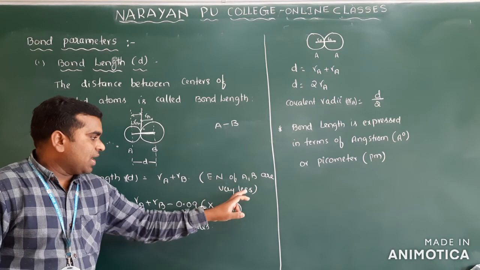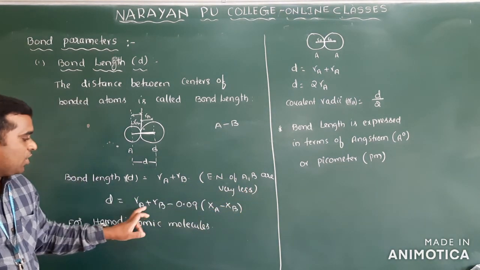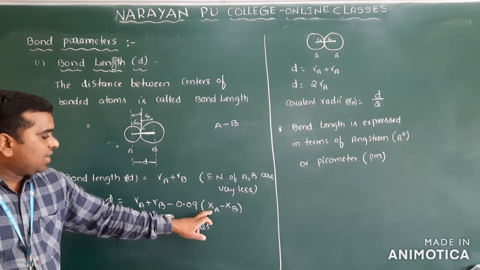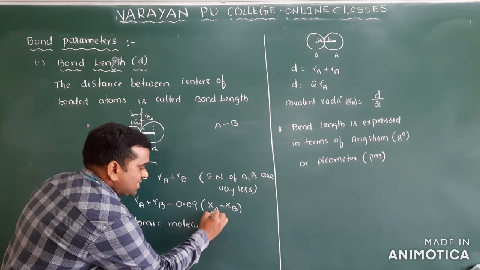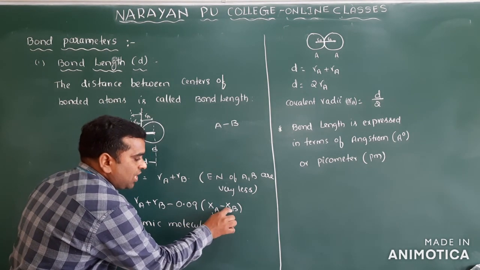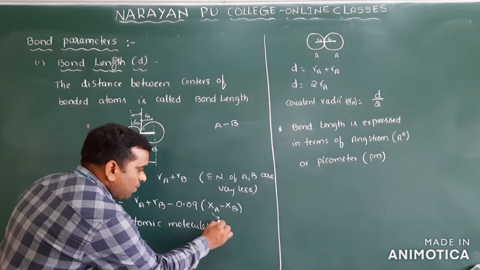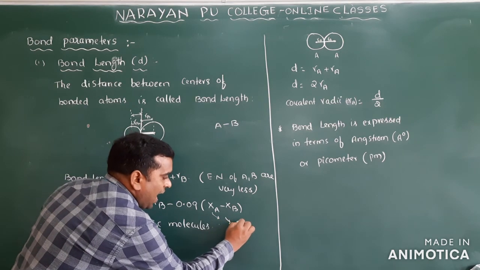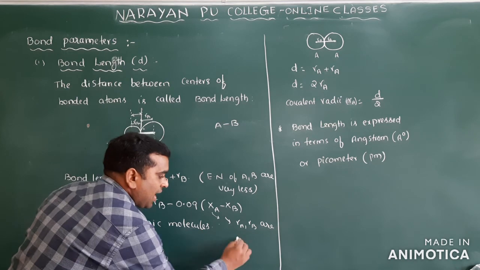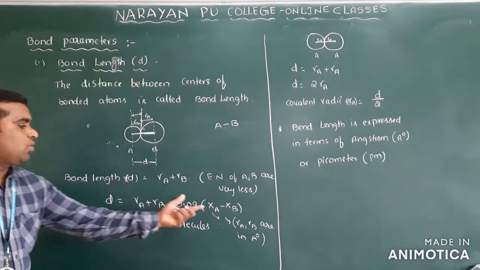This is when the electronegativities of A and B are very small. If the electronegativities of A and B are more, then you have to use this formula: RA plus RB minus 0.09 into XA minus XB. XA minus XB means the electronegativity value of A and the electronegativity value of B. RA and RB, the radius of A and radius of B, are in angstrom. Clear? So you have to use this formula.